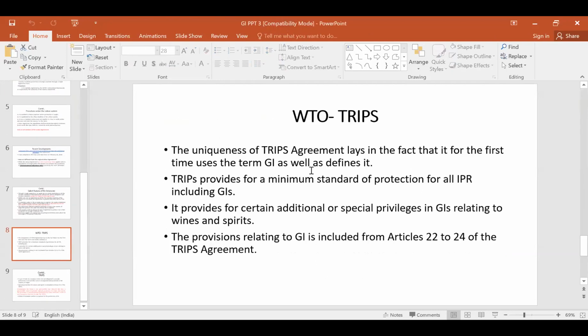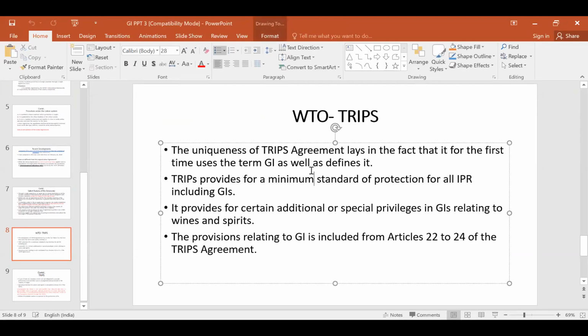Now see, the uniqueness of the TRIPS Agreement so far as geographical indication is concerned is that it for the first time coined the word geographical indication. Before the TRIPS Agreement of 1994, there was no term as geographical indication. So the definition of geographical indication that we know today comes from the TRIPS Agreement. Now, what is the main purpose of the TRIPS Agreement? It provides a minimum standard of protection for all intellectual property rights, including GI. So it says that this much of protection has to be given to these IPRs, including geographical indication.